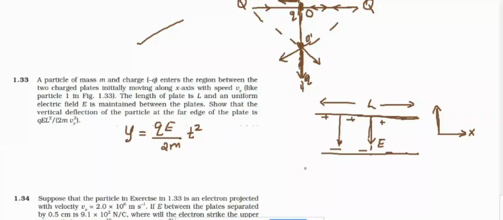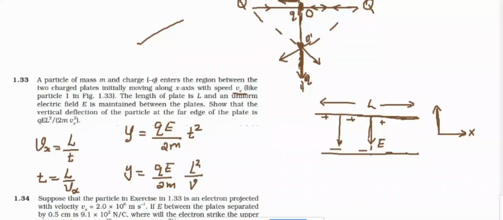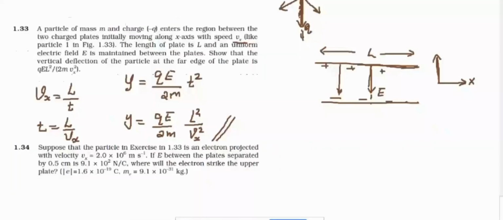Therefore, along x axis, the velocity of the body will be a constant, and that velocity is given as Vx. So we can say Vx is equal to distance, that is length L, divided by time, or time t is equal to L divided by Vx. So substitute this value of t in the equation. Vertical deflection y is equal to qE divided by 2m into L square divided by Vx square. So that is the proof. Now, next, question 34.